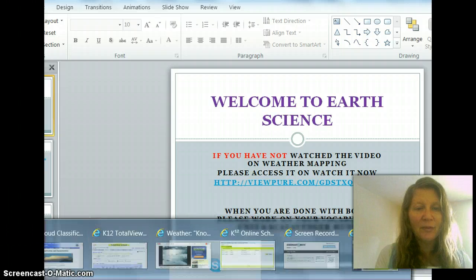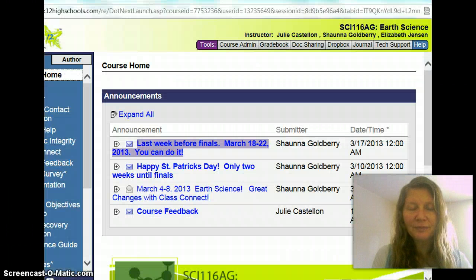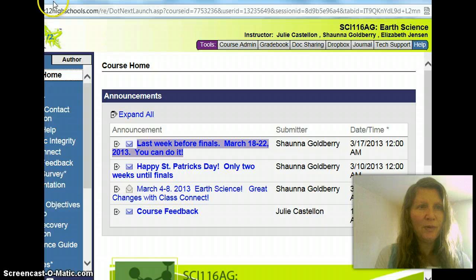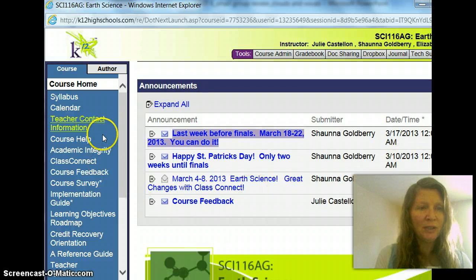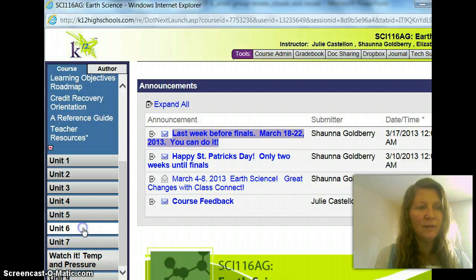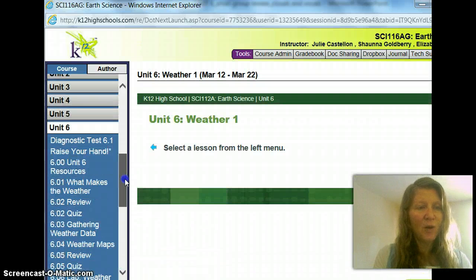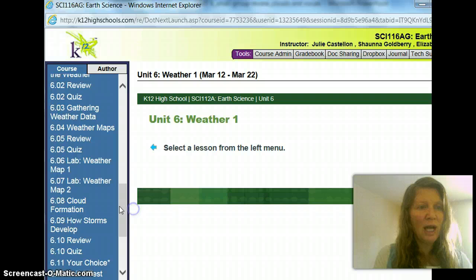Now, for Unit 6, I'd just like to show you where you can access that information. So in your OLS, you want to go down to Unit 6, scroll down, and open up your cloud formation, which is underneath your weather maps.